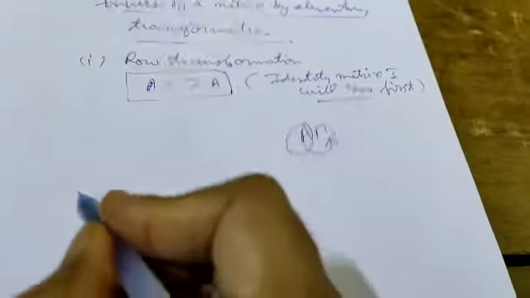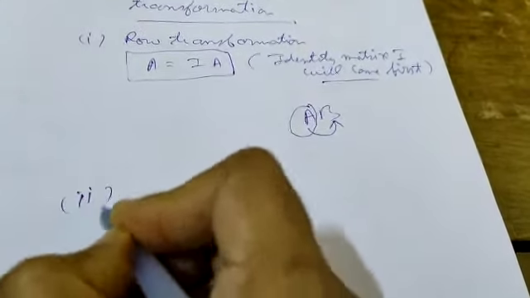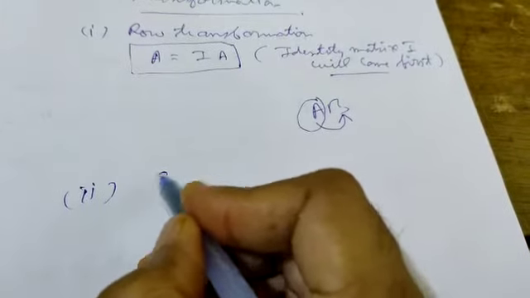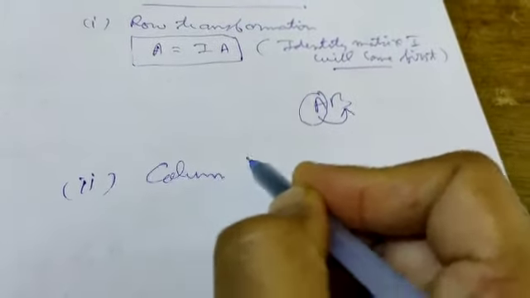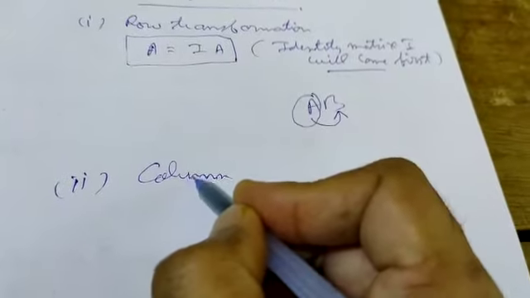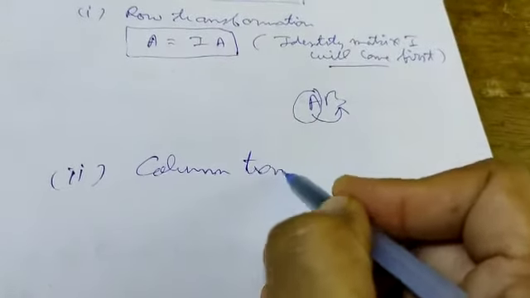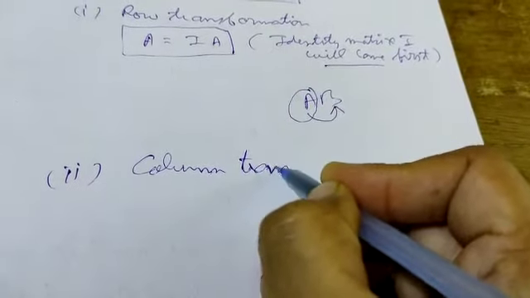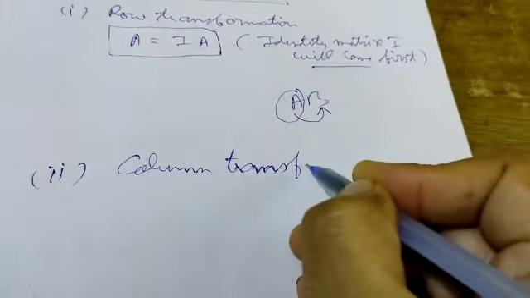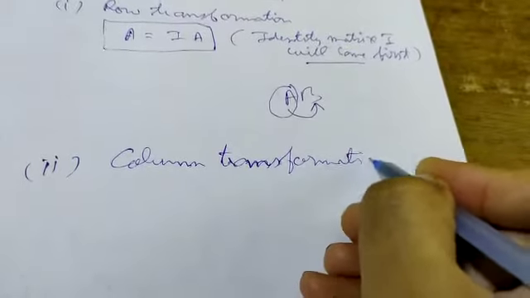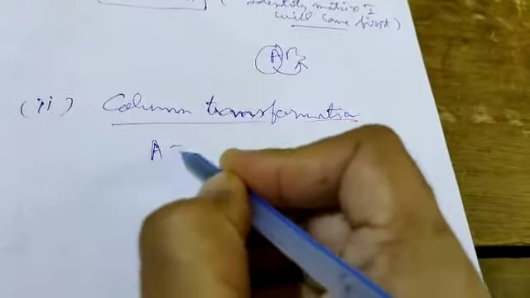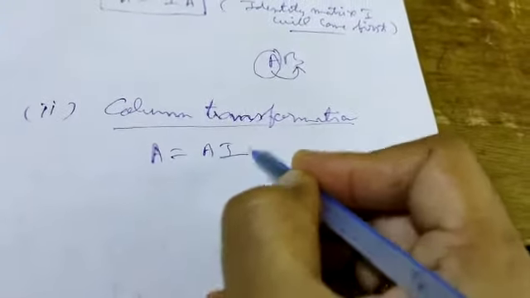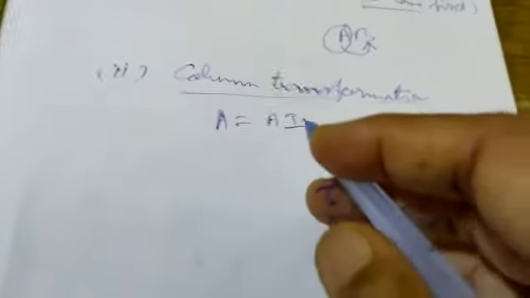So now let us see the second one. Second way of doing it is by column transformation. In column transformation, we write A equal to A into I. Here the identity matrix I should come later on.